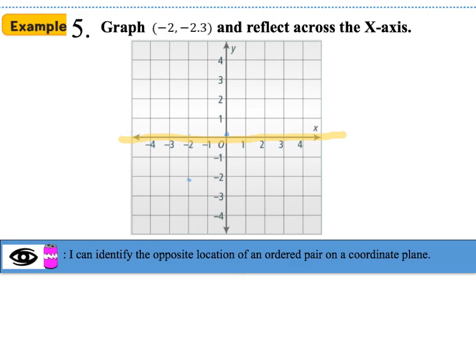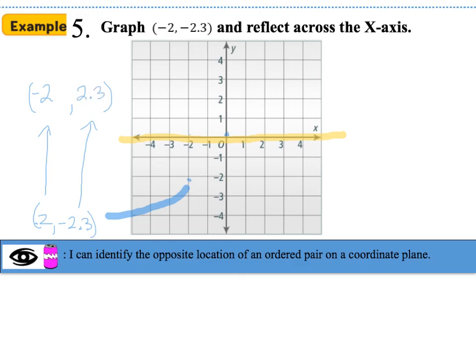So let's go ahead and rewrite my ordered pair again. The ordered pair was -2, comma, -2.3. Alright, so I know that I'm reflecting across the x-axis. That means that the x-coordinate needs to stay the same. So if it was -2 in the original point, then it's going to stay at -2. Once again, since it's reflecting over the x-axis, the x-coordinate should stay the same. Then what I want to do is take the opposite of the y-coordinate, and the opposite of the y-coordinate would be positive 2.3.